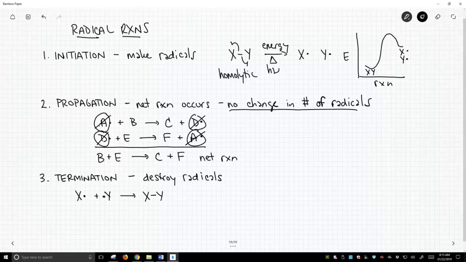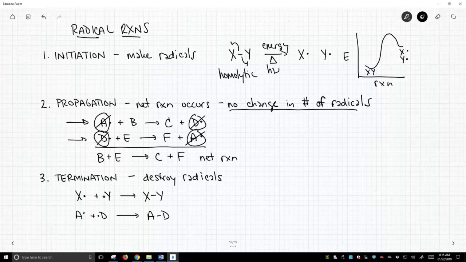If we looked at our propagation step, we have 2 radicals. We have the A radical and the D radical. And what would happen if those 2, by chance, bumped into each other? You'd form this product, you'd destroy radicals. That would be a termination step. In general, the concentration of radicals is extremely low because these are really reactive species, so they have a low concentration. Since their concentration is so low, the probability of them encountering one another is also extremely low. But it does happen, and it does result in a termination.